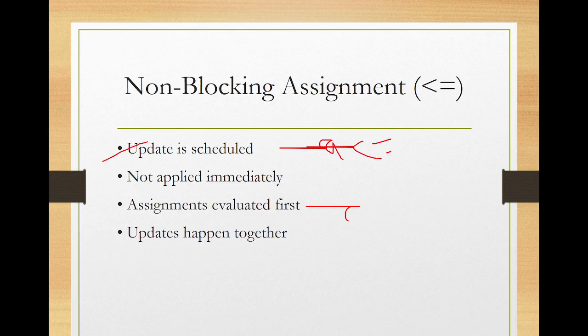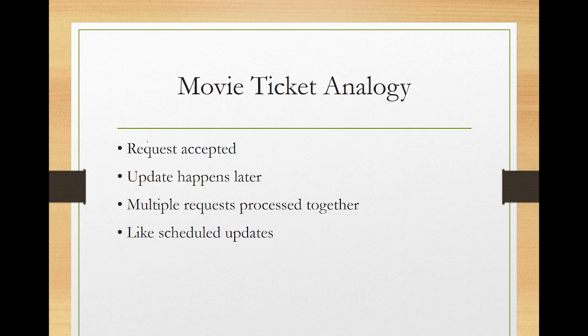That sounds strange. So let's use an analogy. Imagine you are booking a movie ticket online. You click reserve seat. The system responds, request received or request accepted. But the seat doesn't update instantly. The request gets processed. Then the final update happens. That's similar to non-blocking assignment. The assignment is accepted now. The update happens later.